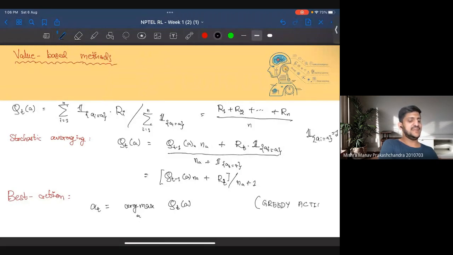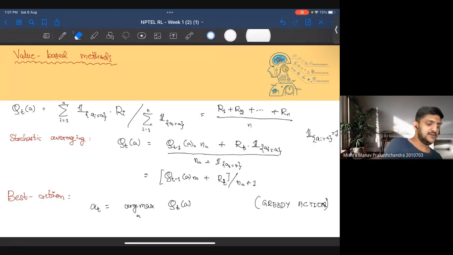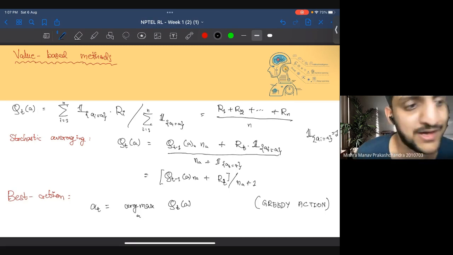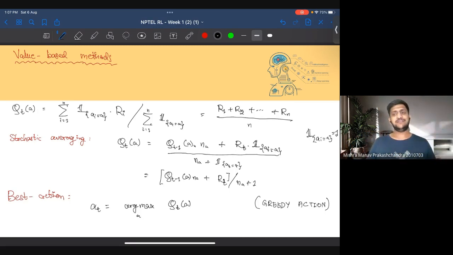because you are selecting the action which has the best Q value of whatever you have updated and covered so far. Whatever is the best you have, you select that action. So this is a greedy action, or you can think of it as an exploitatory action. You're exploiting the best known information. So at a given time t, this is the best possible action. It's a greedy action. But of course, we know in RL, this won't give a good solution.